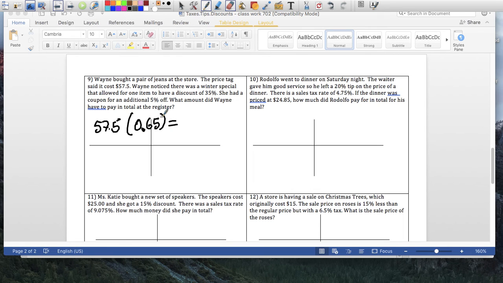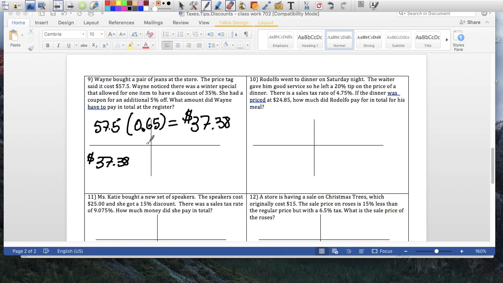So 57.5 times 0.65 equals $37.38. So your jeans, that's the new price of the jeans, $37.38.